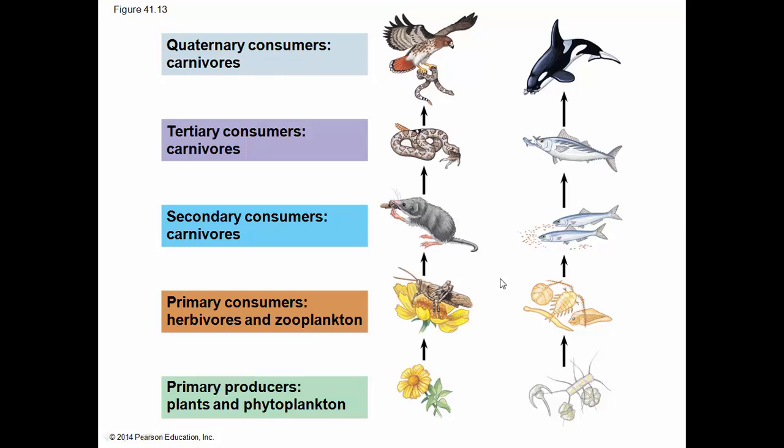Okay, and similar effects happen on the marine food chain. Here we've got menhaden or other small fish that are eating the zooplankton. They might be eaten by bonito, by mackerel, and mackerel could be eaten by a larger fish.